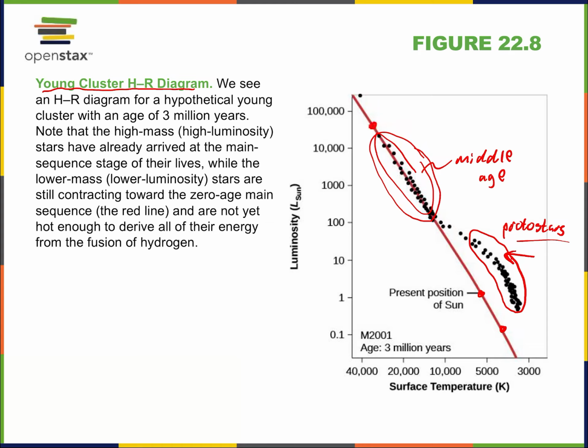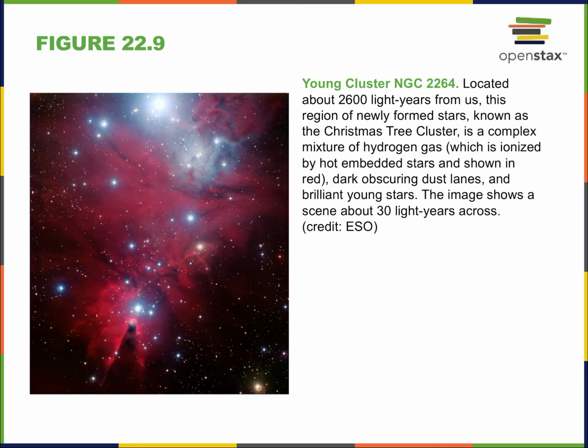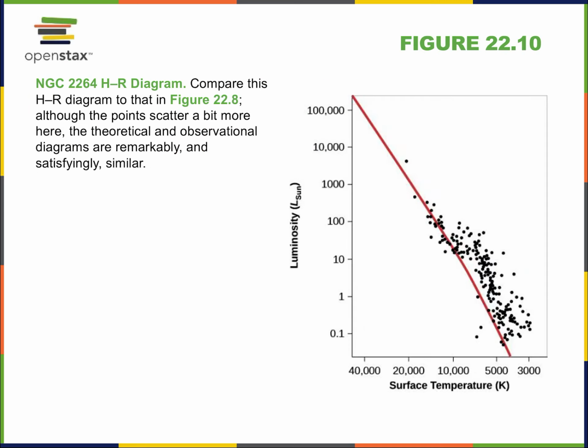But then we look at this, and we can tell it's a young cluster because the only stars that are on the main sequence are the high luminosity ones. It's as simple as that. All right, here's an actual picture of a young cluster. Now, what about a cluster that looks different? So this is, instead of theoretical, perfect data, right?